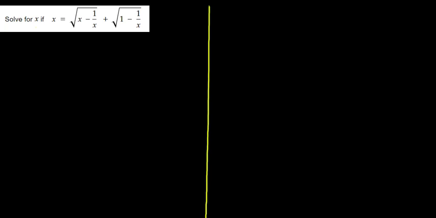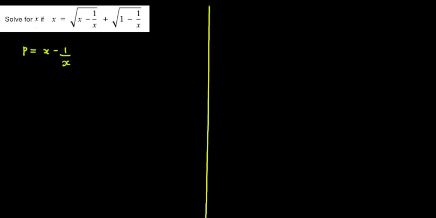In this video we're going to be solving this problem which says we should find the value of x if x is equal to the square root of x minus 1 over x plus the square root of 1 minus 1 over x. To be honest, I didn't really think this actually had a solution because it took me a while to figure out a way to solve this, but luckily I found a way and I'll be sharing this method with you. So now the first thing is to set p to be x minus 1 over x.